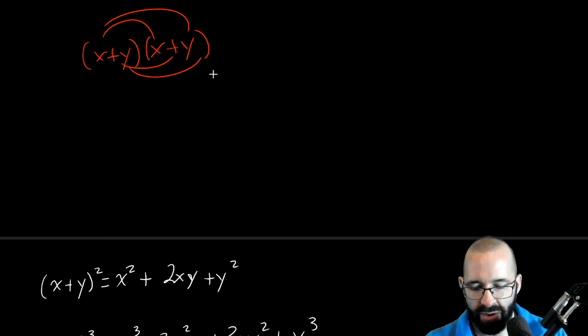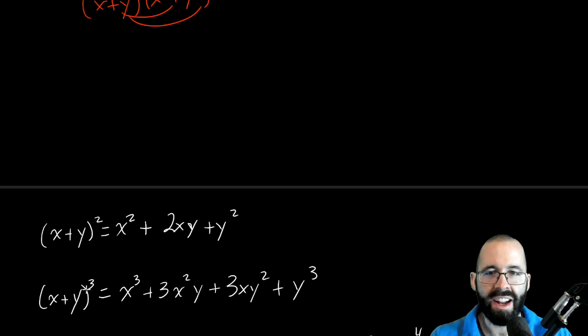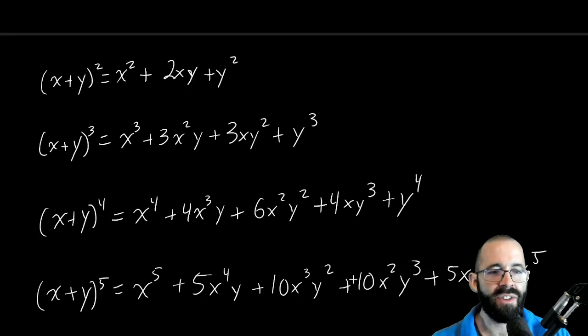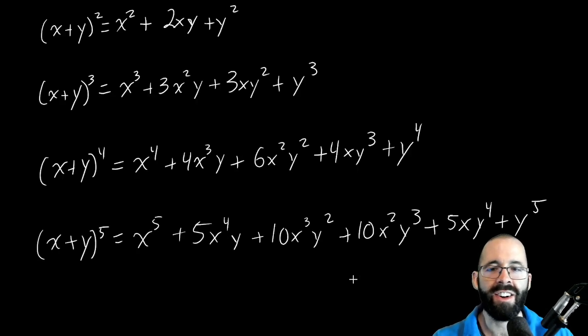Well, if we wanted to take that to the next step, we could find (x plus y) cubed. And if we did that, we would expand it all out, and we would get this. We could find (x plus y) to the fourth. We'd expand it all out and get this. We could find (x plus y) to the fifth. We could just keep on going on and on and see this.